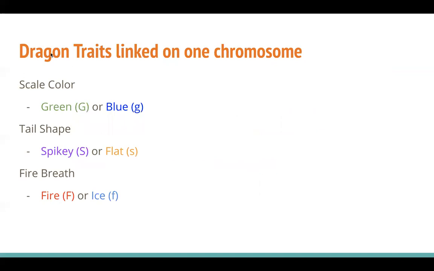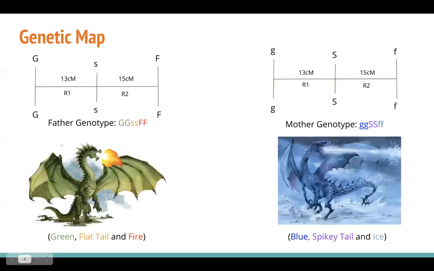We're going to look at scale color, which can either be green or blue. We're going to look at tail shape, which can be spiky or flat, or fire breath, which can be fire or ice. Here I've indicated the dominant genotype being a capital letter. So green is dominant to blue, big S spiky would be dominant to flat, and big F fire is dominant to ice. So over here we have our father genotype, which is homozygous in every category.